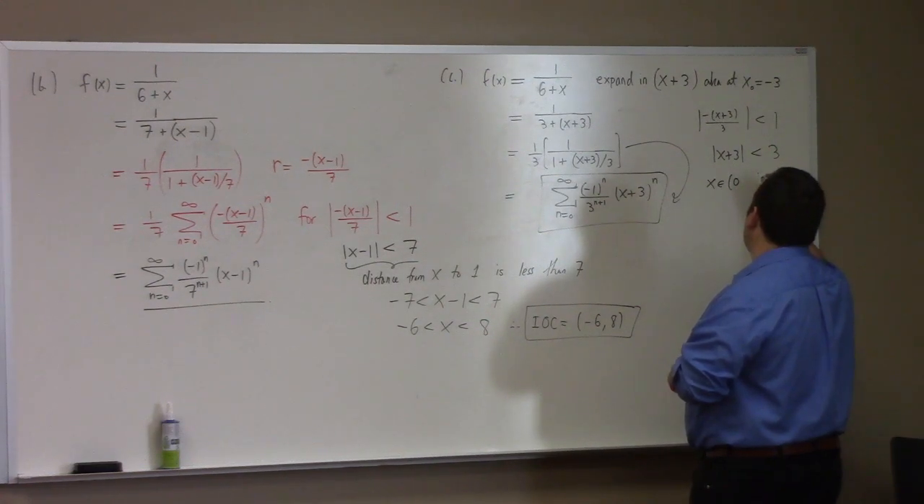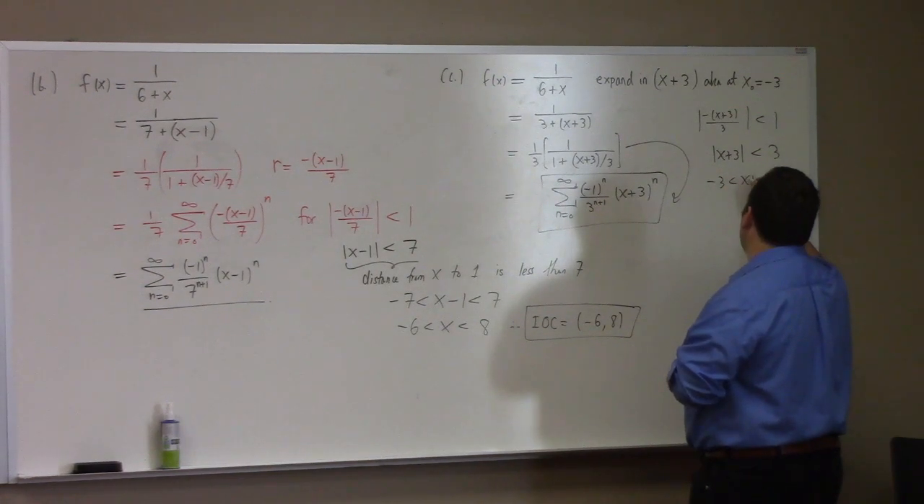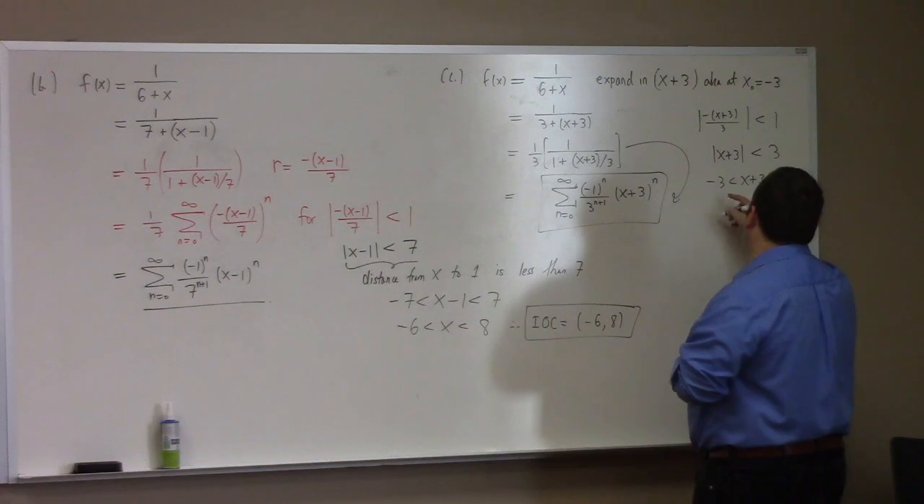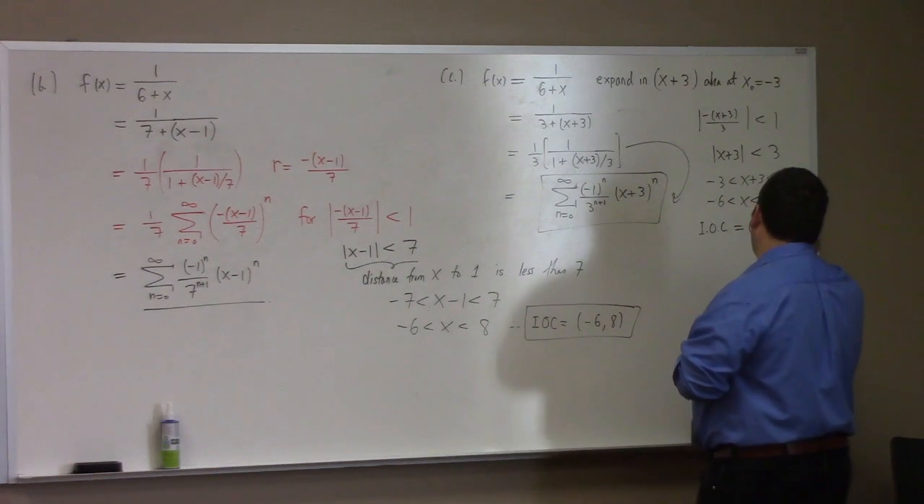Well, wait a minute, no. Fine, I'll write it out. Minus 3 less than x plus 3 less than 3, which is to say minus 6 is less than x is less than 0. Yeah, so the interval of convergence here is minus 6 to 0.